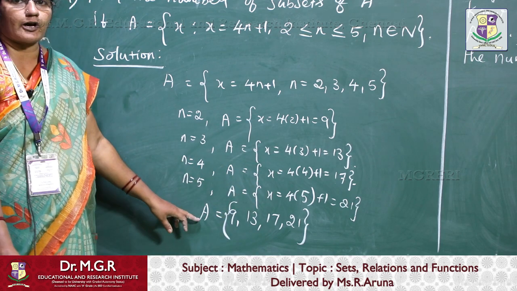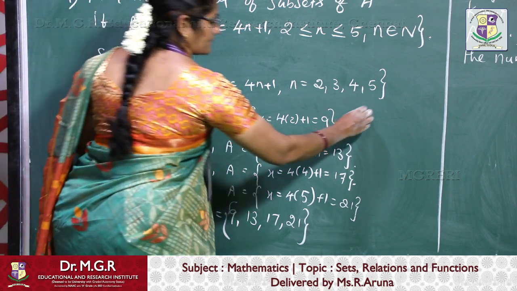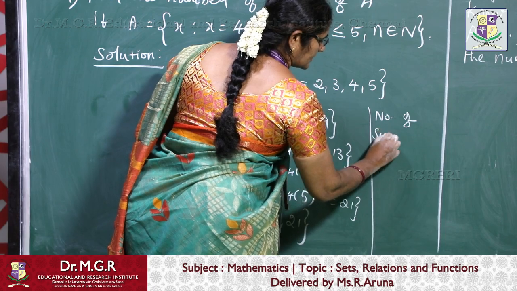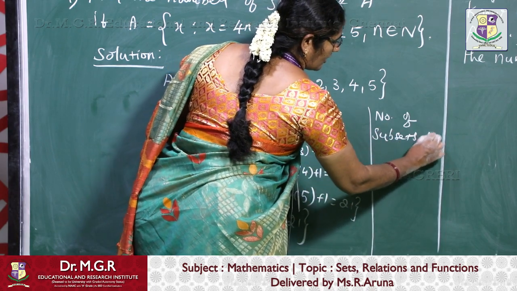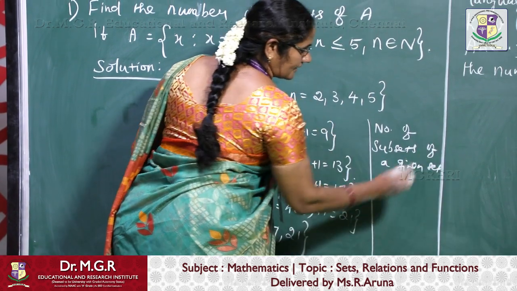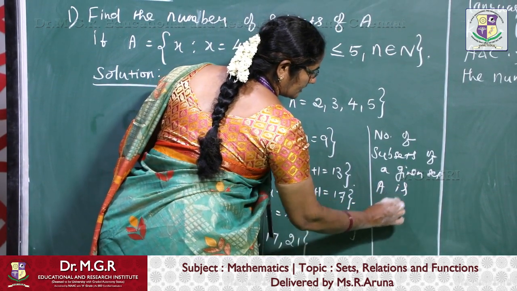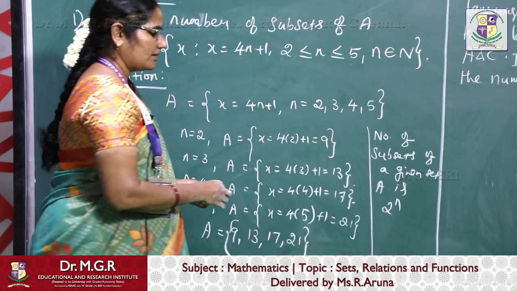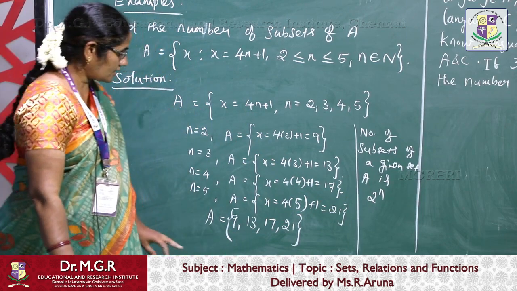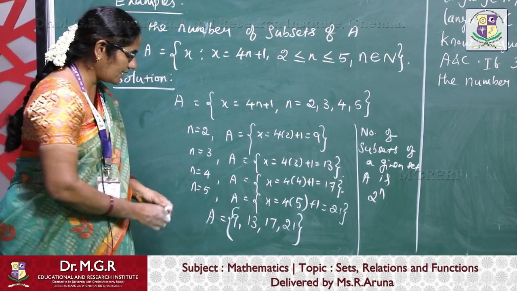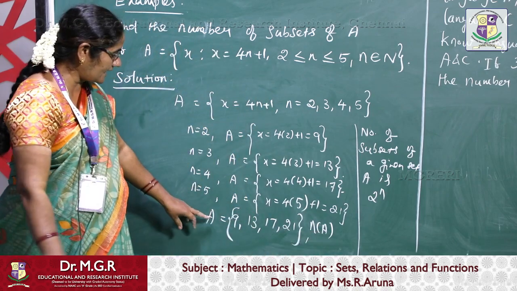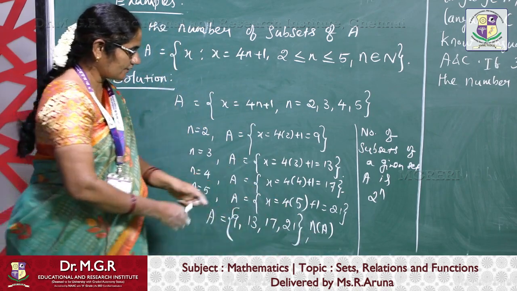So there is a formula for the number of subsets of a given set. The set may be anything. The number of subsets of A is 2 power n, where n is nothing but the number of elements in A. So here what is the value of n of A? n of A means the cardinal number of A, which is 4.